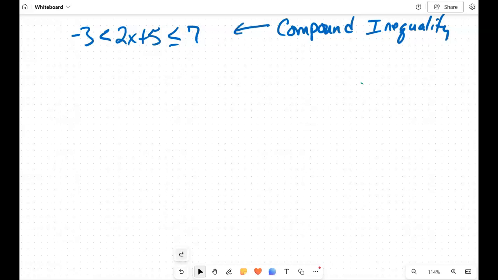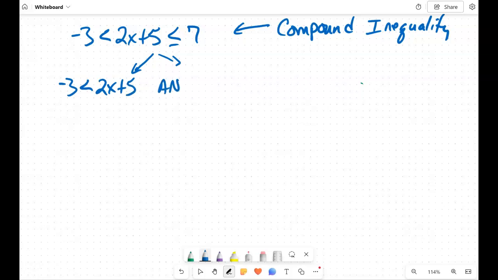So if we realize that, to solve this problem, we can use that idea to split this problem into two individual pieces. And this would be negative 3 less than 2x plus 5, and 2x plus 5 is less than or equal to 7. Now it is important that we put "and" here because both of these things are happening at the same time simultaneously around this 2x plus 5. Because this is an "and" problem of this nature, this is often referred to as a conjunction. Conjunction is kind of like putting things together, and you'll see how this ties in just a second when we get down to the solution.